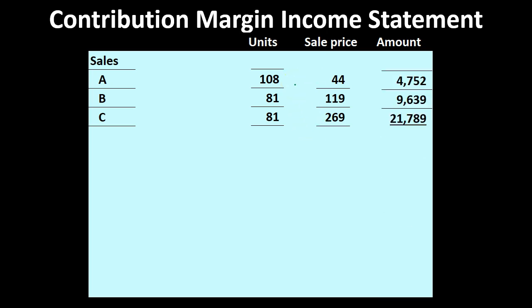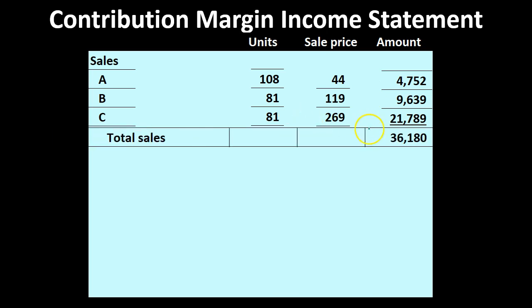Multiplying these out, the 108 times the 44 is the 4,752, the 81 times the 119, 9,639, and the 81 times 269, 21,789. If we add these up, the 4,752, the 9,639, and the 21,789 gives us the 36,180.